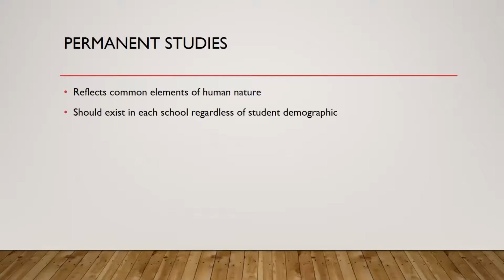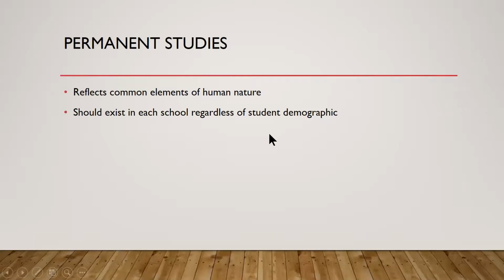So according to Hutchins, a curriculum should be composed of something called permanent studies. These studies should reflect the common elements of human nature that we see universally. This connects with the idea that the quest for knowledge or truth is fundamentally the same and transcends cultural differences. For Hutchins, permanent studies should exist, particularly at the upper education levels in each school, regardless of student demographic.